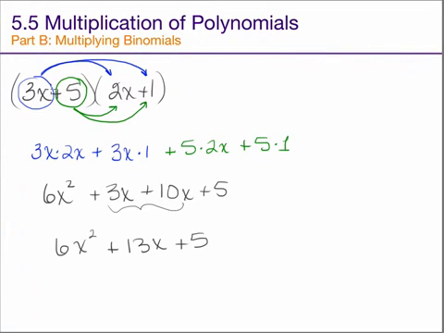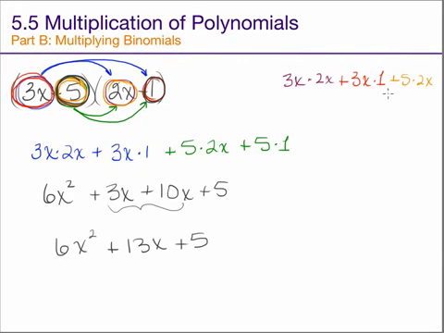What's happening here is I'm taking the first term and multiplying it by the first term in the other set of parentheses, 3x times 2x. Then I'm multiplying the outside two terms, the 3x and the 1. So plus 3x times 1. Next, I'm multiplying the inside two terms, the 5 times the 2x. So plus 5 times 2x. I've run out of room. Lastly, I'm multiplying the last two terms, the last one in this group times the last one in this group. So plus 5 times 1. And again, this is the same thing as I got here.